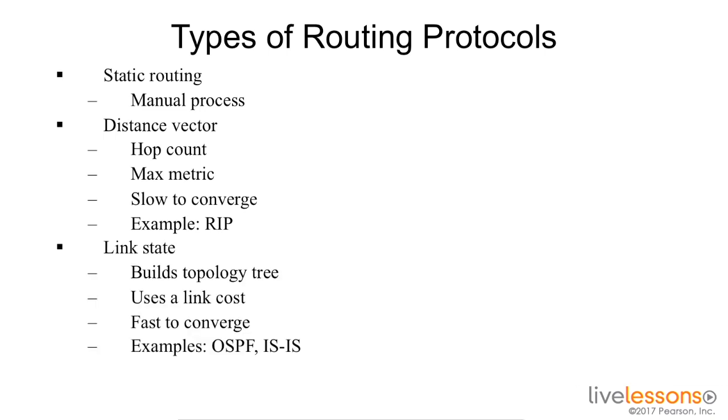The second, more advanced routing protocol is one called a link state protocol. This protocol actually builds a tree topology and uses link cost to determine the best route. This routing protocol is fast to converge and is very popular in today's networks. An example of this routing protocol is OSPF or ISIS.